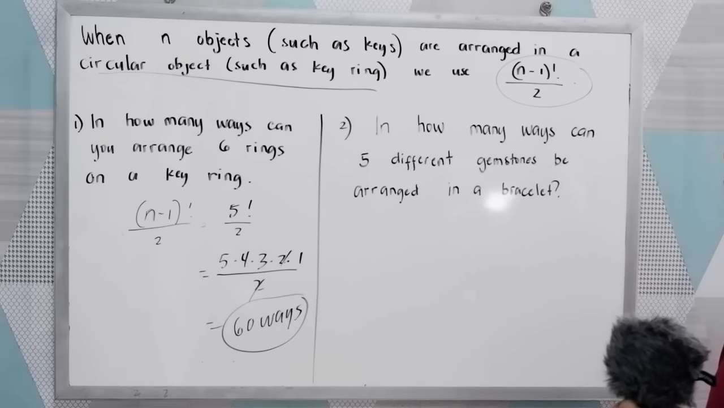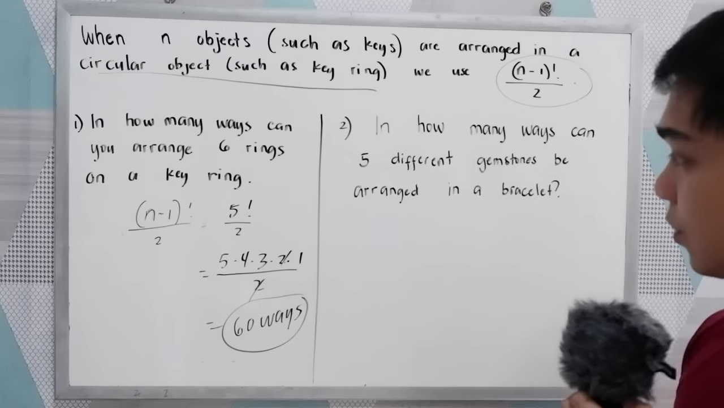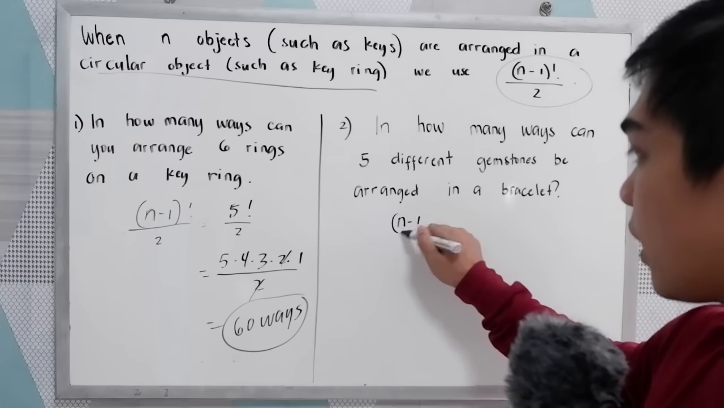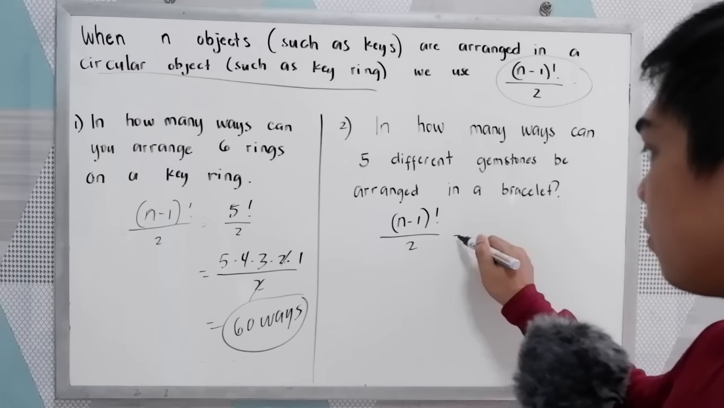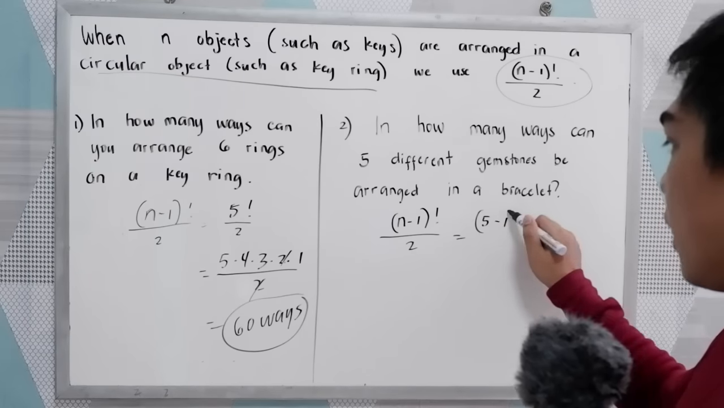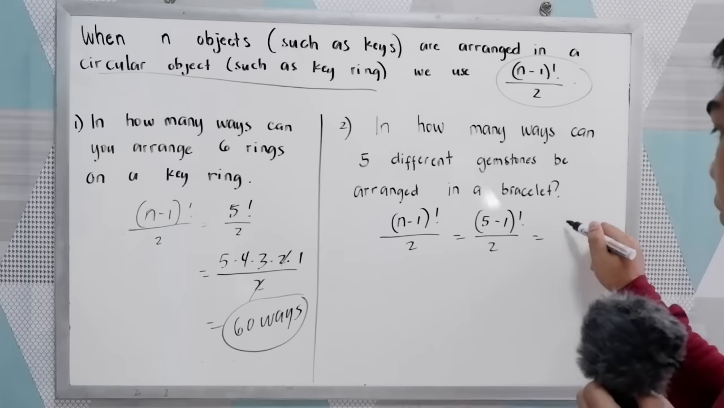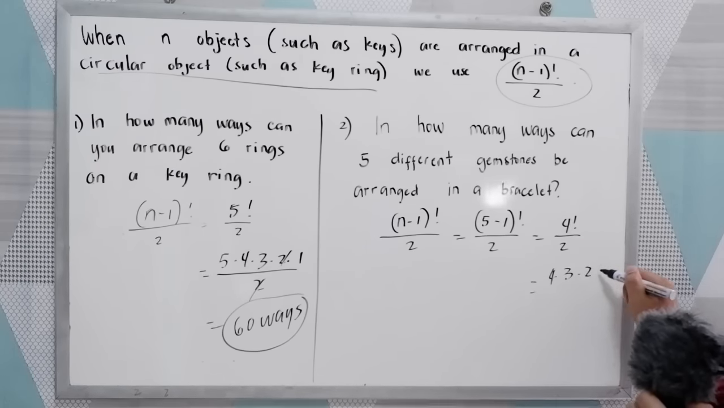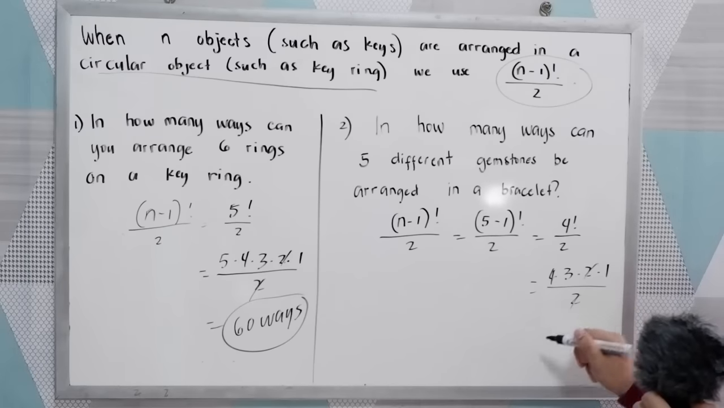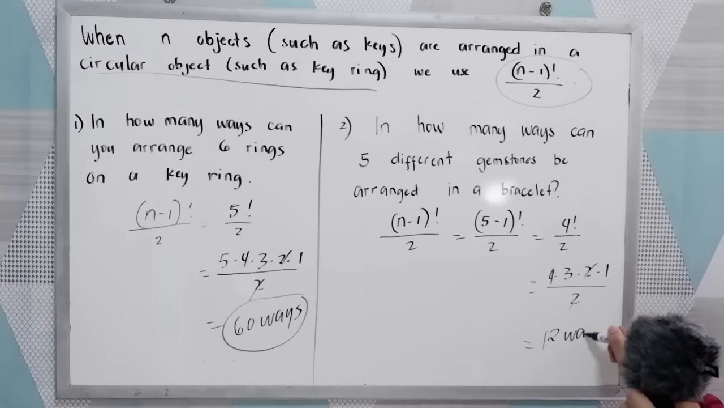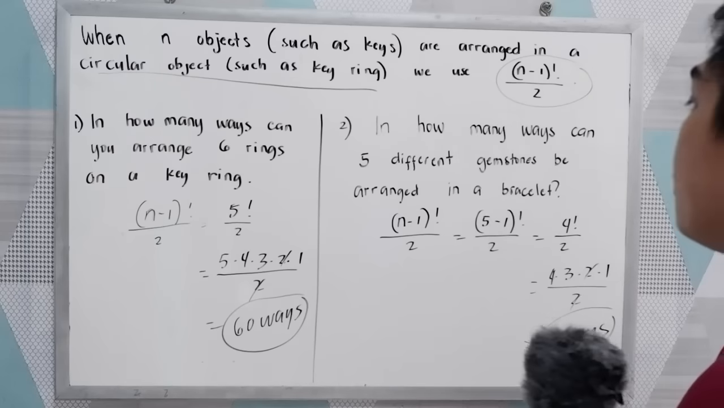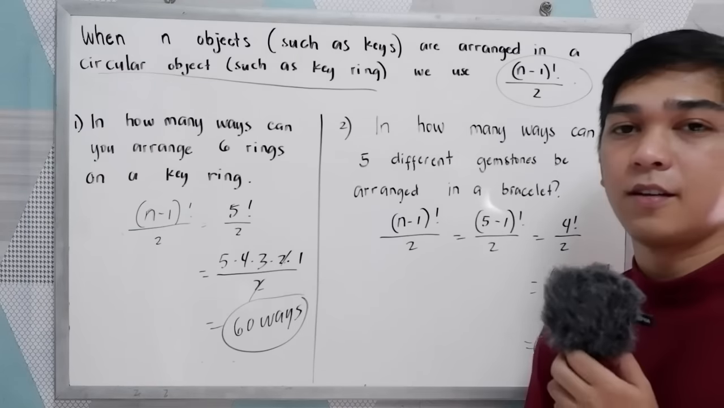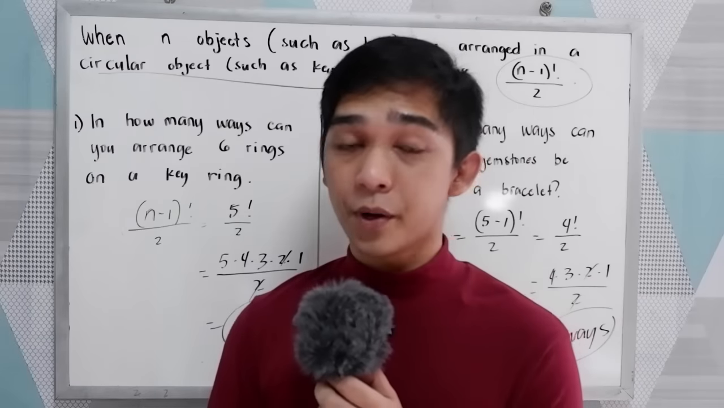Second, in how many ways can 5 different gemstones be arranged in a bracelet? Same case, we have n minus 1 factorial all over 2. So we have 5 minus 1 factorial all over 2, so 4 factorial over 2. 4 times 3 times 2 times 1 all over 2. Cancel. So there are 12 ways to arrange the gemstones in a bracelet. So that is the circular permutation.